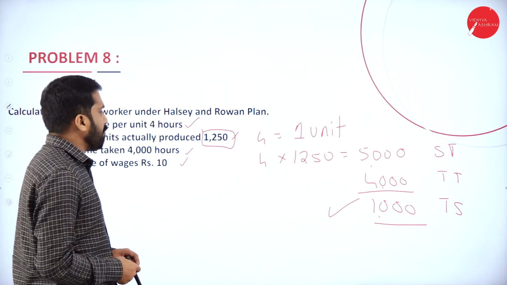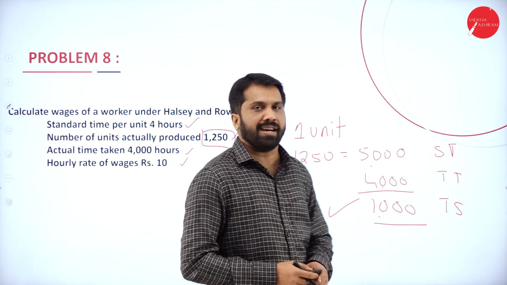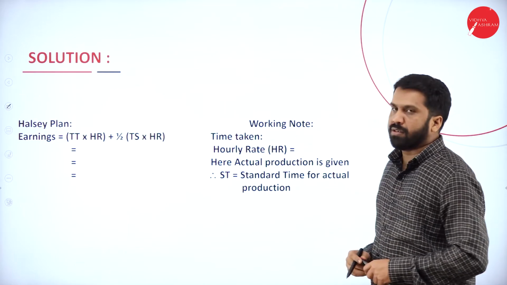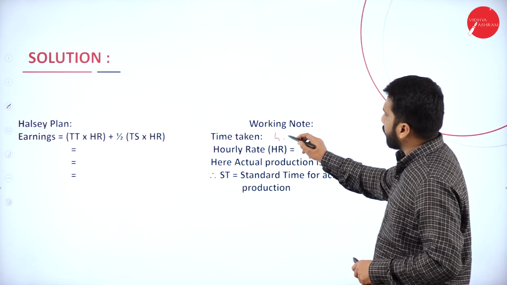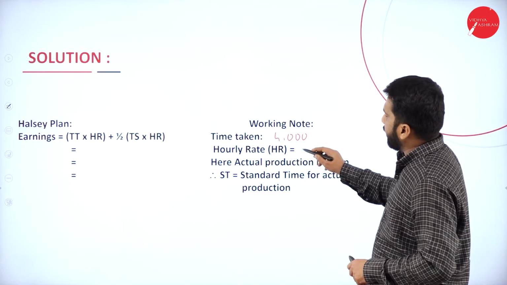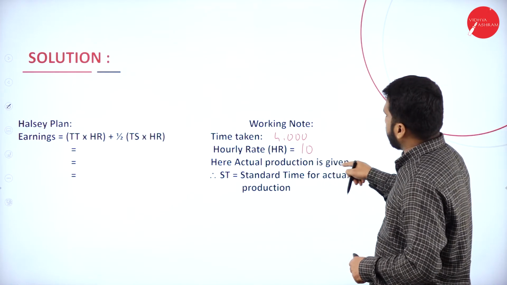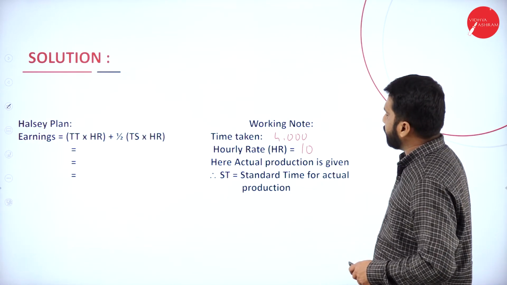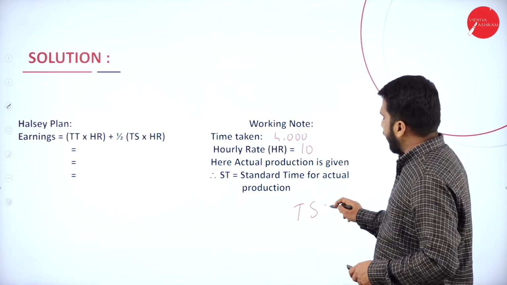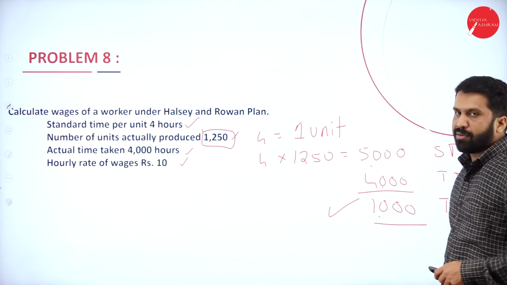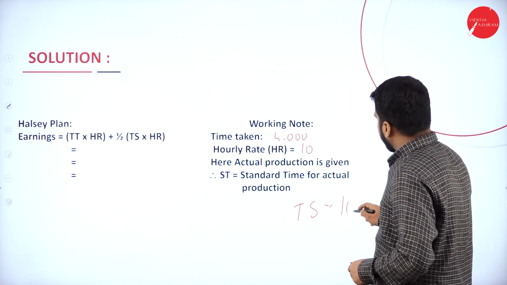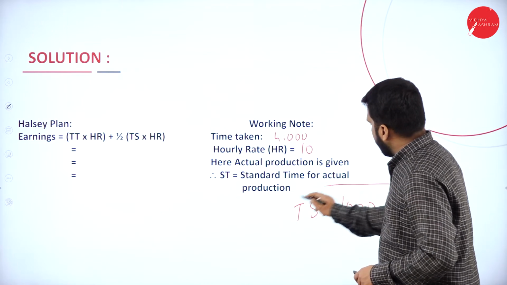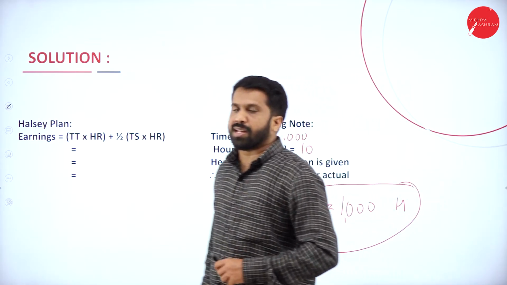Now, your hourly rate of wages is 10. I'll go for the answer. Before we go to your answer, I'll go to your working note. Time taken is 4000 hours. Hourly rate is 10 rupees. Actual production is given. So these are the formulas to calculate your standard time or time saved. What is your time saved? Time saved is 1000 hours.